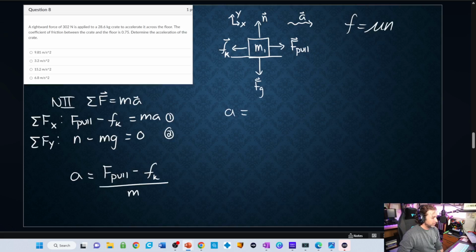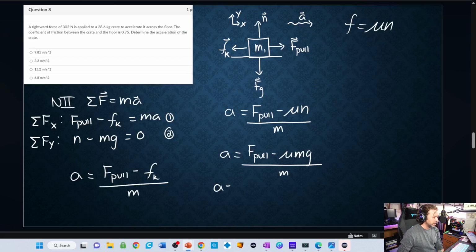So acceleration is equal to the force of the pull minus mu N all over mass. Cool. Well, I don't know a number for N, but we know an equation for it. We look at number 2, we can see that N is equal to mg. You can solve this or you can simplify it. I like to simplify, so F pull over m minus mu g. Why is it minus mu g? Because these m's cancel.